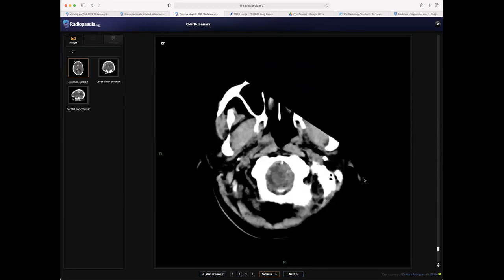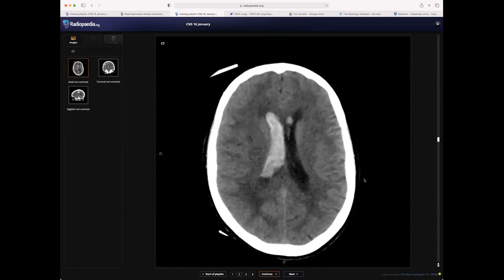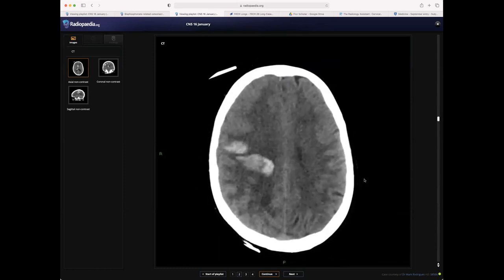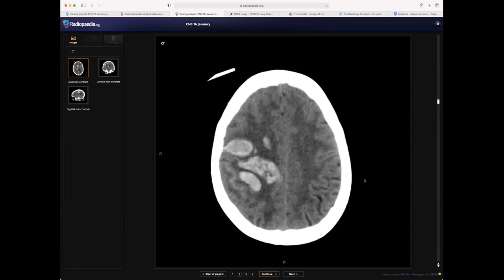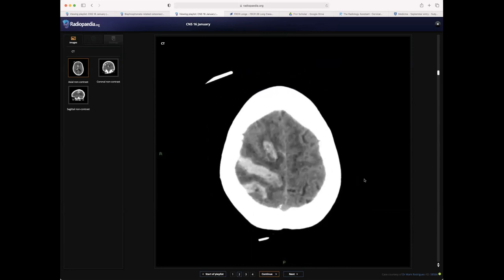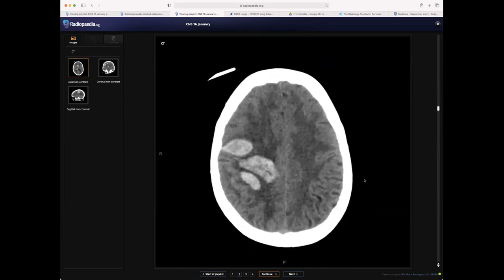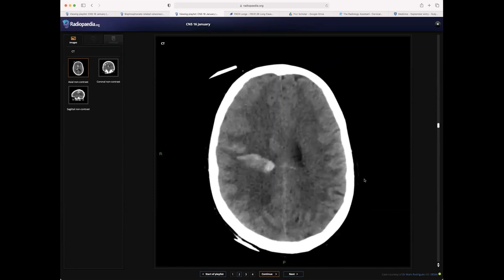I will convey my findings to the primary team immediately. It is an emergency, and further evaluation with a CT angiogram may be considered to rule out any possible underlying ruptured aneurysm. Otherwise, the other less likely possibility would include a hypertensive bleed leading to this whole scenario.